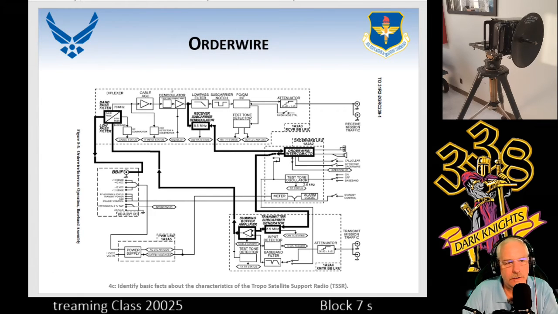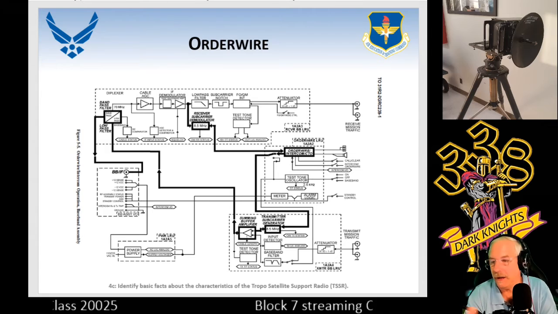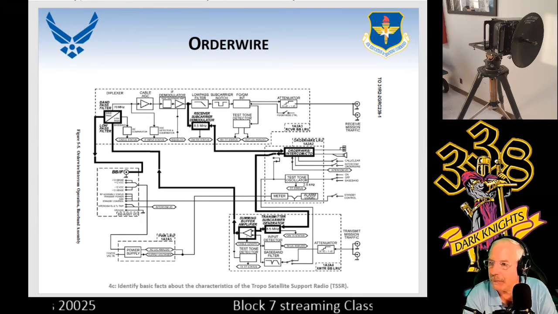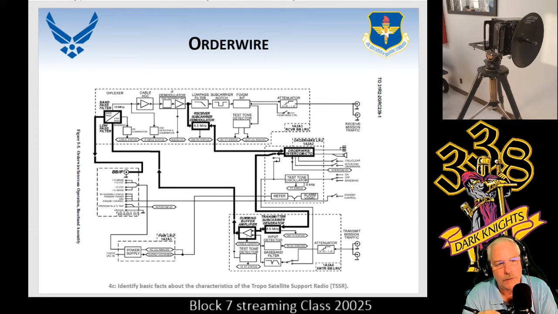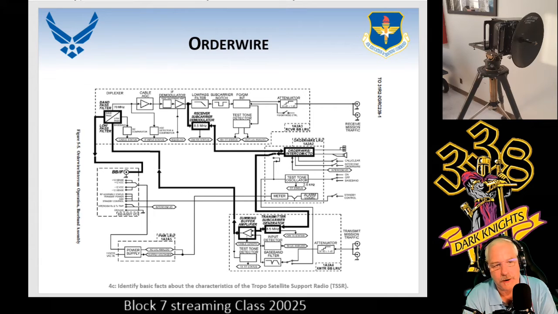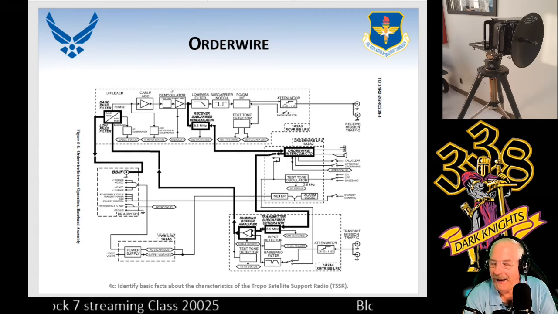So let's get right into Orderwire. And what you can see is just follow the bold lines. I'm going to point to it, but for some reason my mouse is not showing up. On the Orderwire LRU, the 1A2, far right, you can see that there's a speaker and a connector. On that connector is where you're going to connect your handset, not headset, handset.